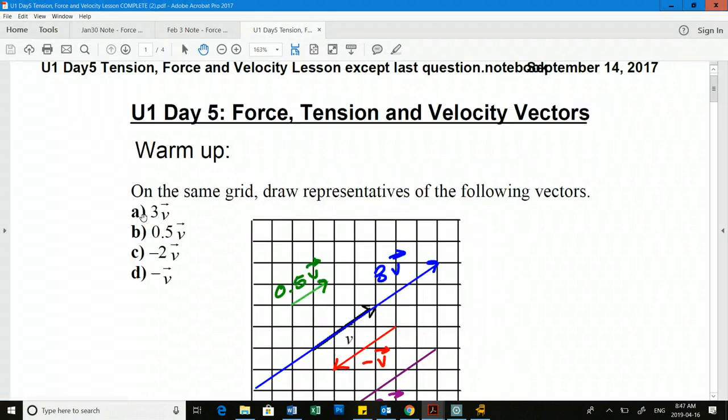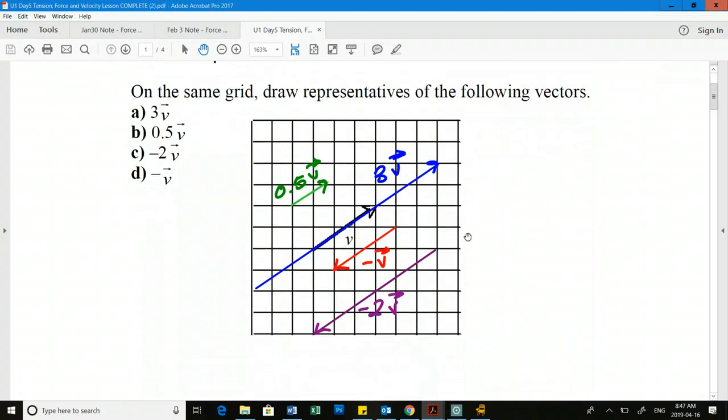Okay, so this is what you should get. It doesn't matter where you draw these. I decided to do 3v, and I doubled it down here and tripled it up here. It's a little bit difficult to fit anywhere else unless it was just above or just below.